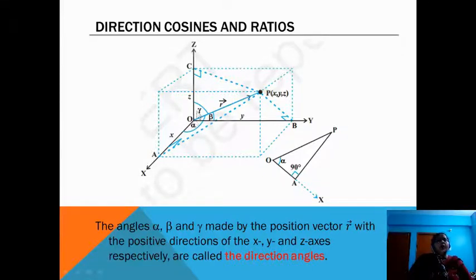OP, this is the position vector r, and if we just take the length, I can say that this OP is having a length r. OA, this is the length x, because the x coordinate of our point P is x. So therefore that means that the point P is at a distance x along the x axis from the origin.